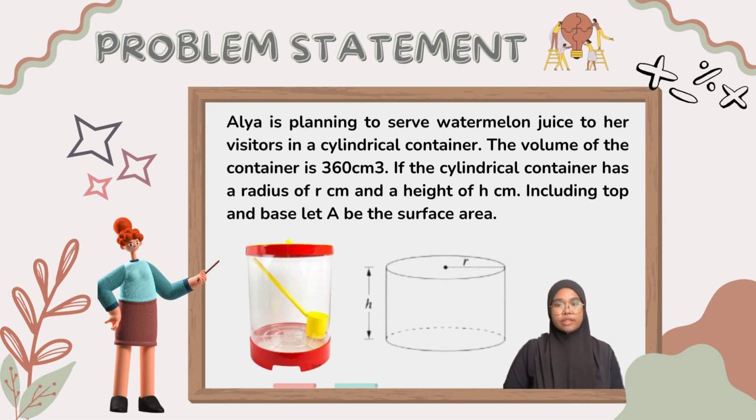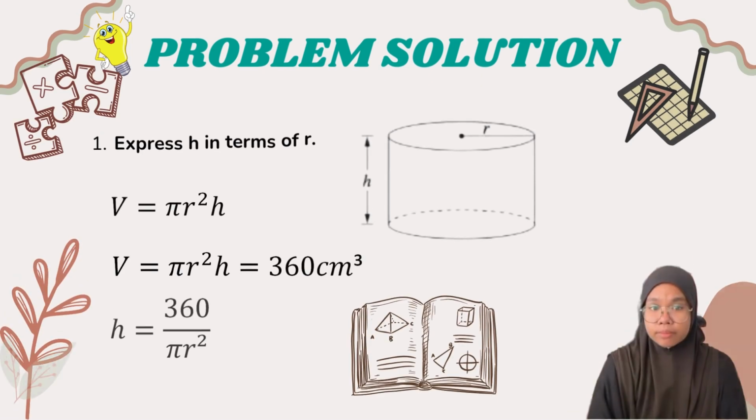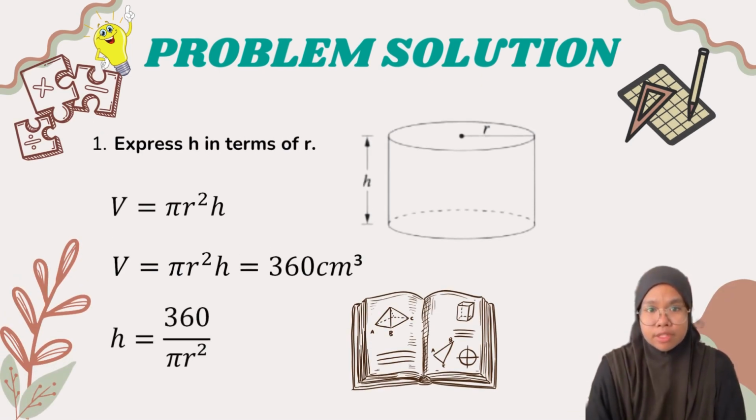in a cylindrical container. The volume of the container is 360 cm3. If the cylindrical container has a radius of r cm and a height of h cm, including top and base, let A be the surface area. From the problem statement, we found out there are 4 questions for us to solve.